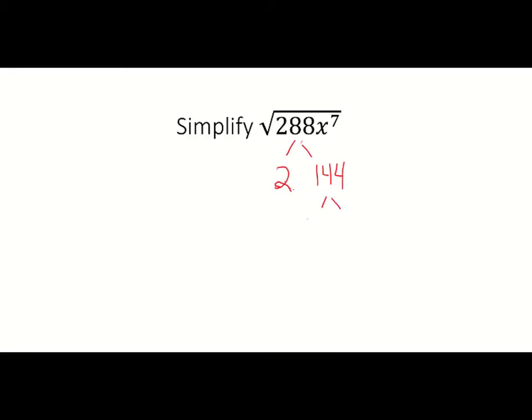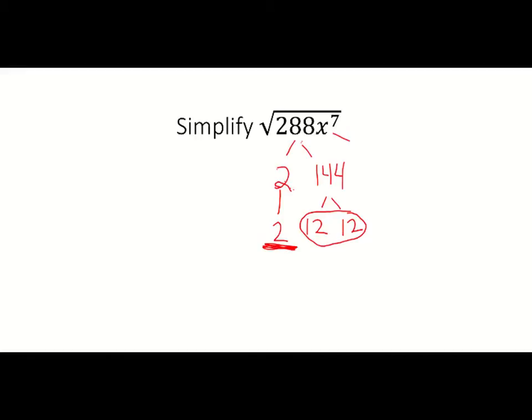And 144 I know is a perfect square. That's 12 times 12. I'm going to go ahead and circle the 12s. I will not break down a pair if I already found it. I'm going to circle the big numbers. So I have a pair of 12s with a 2 left over.